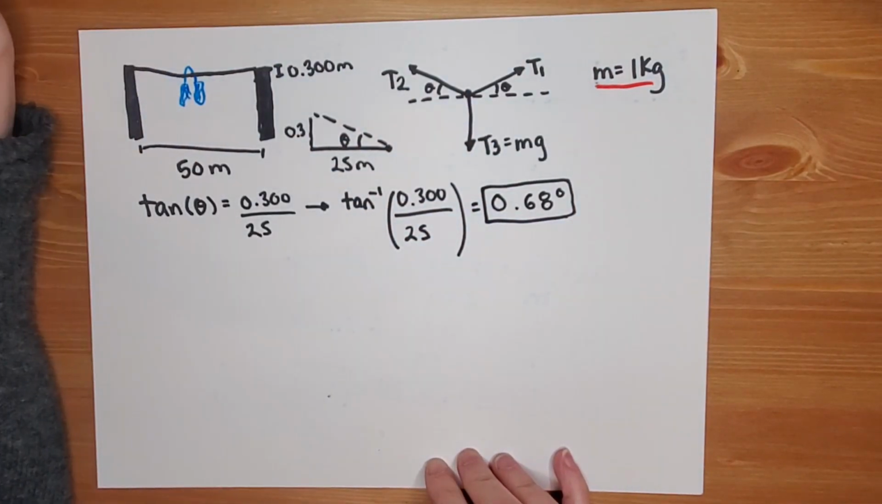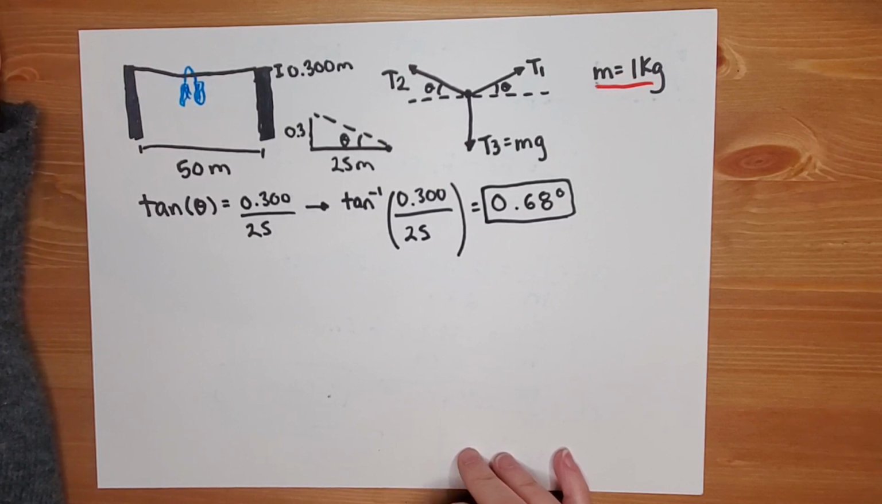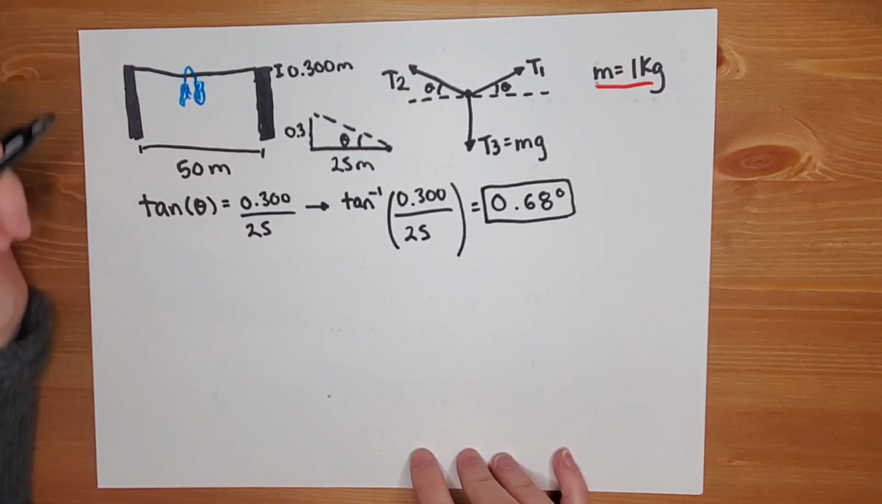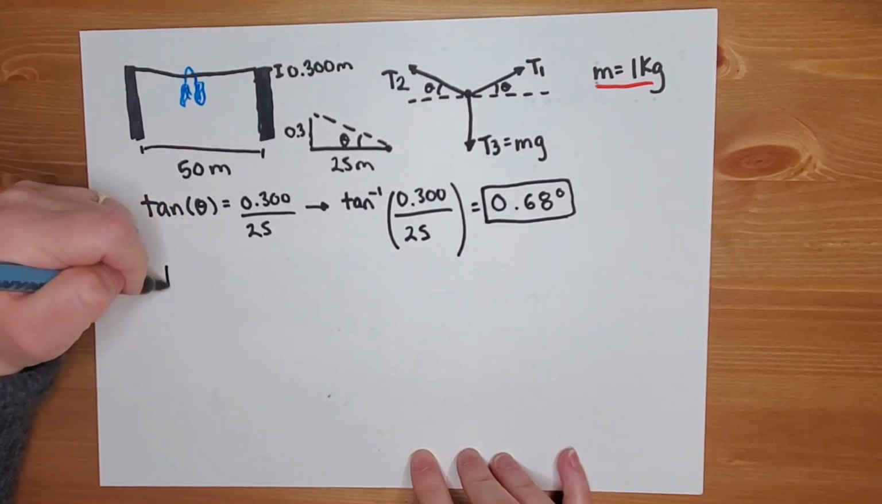Does this answer make sense? The angle has a horizontal side that is 25 meters long, while the vertical is only 0.3 meters. So the angle adjacent to the horizontal must be extremely small.